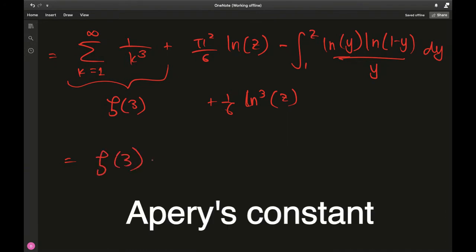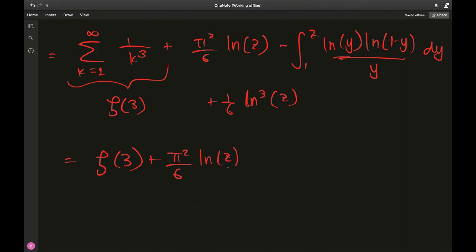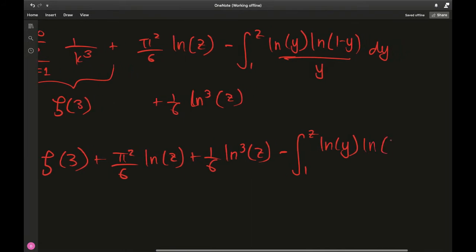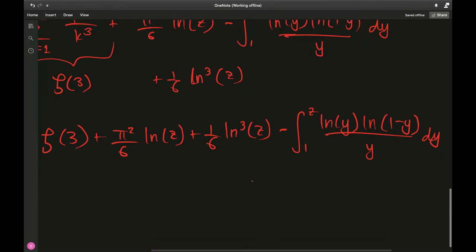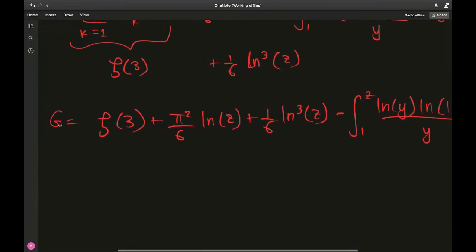So we have Riemann zeta of 3 plus pi squared over 6 times natural log of z plus 1 over 6 times natural log cubed of z minus integral from 1 to z natural log of y natural log of 1 minus y divided by y dy, and this was precisely g.